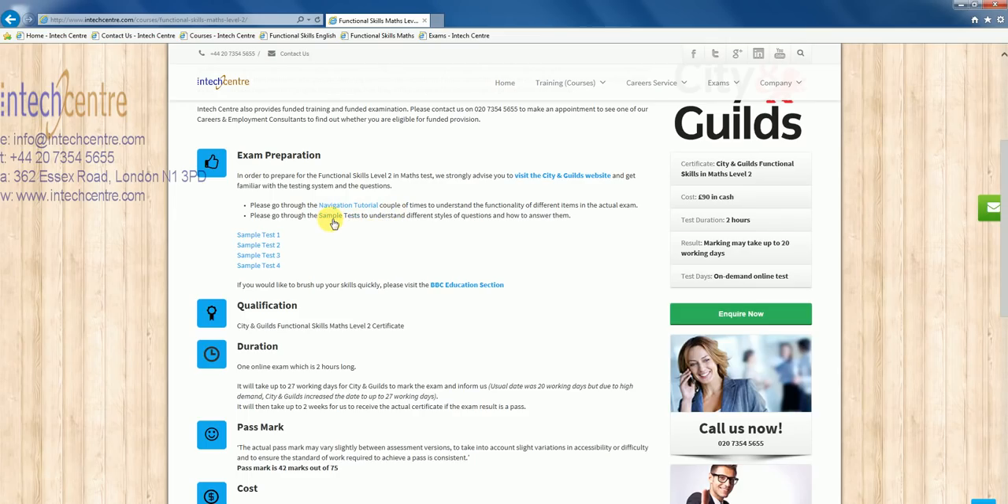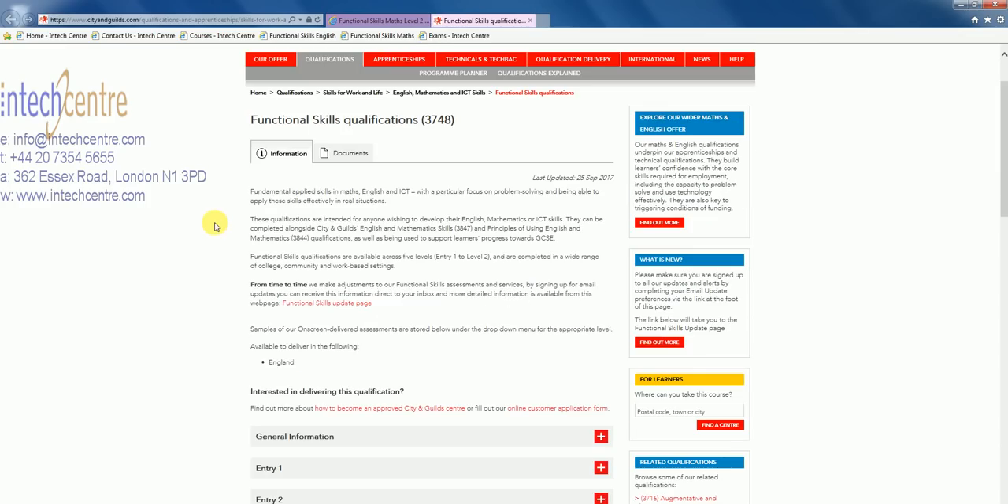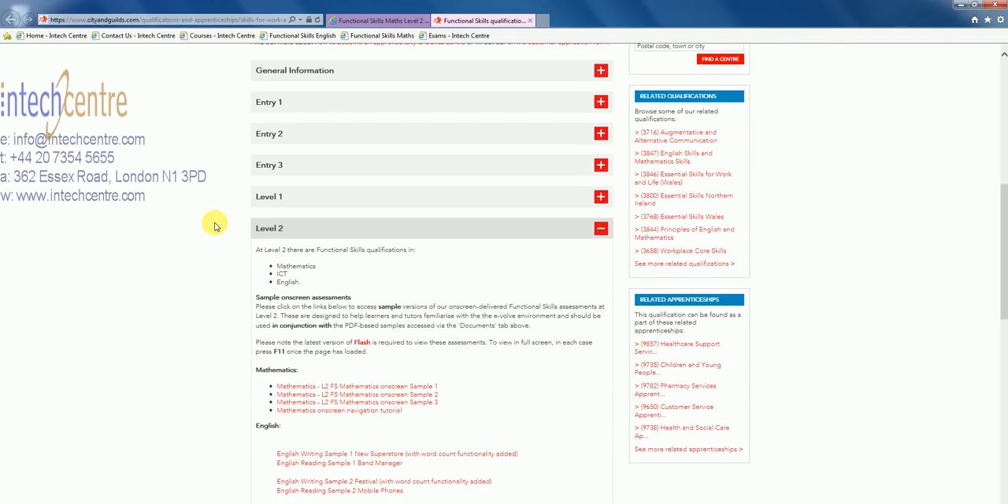If you click on the sample test link, this will direct you to the City and Guilds website. Here you can see the qualifications page for the functional skills. This is 3748. If you scroll down and expand the relevant tab that you'll be doing for your exam, in this case it will be level 2. So I've just expanded the page here.